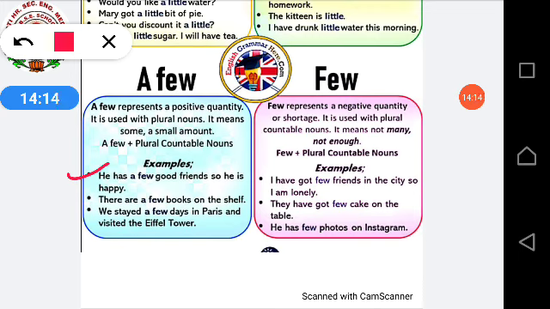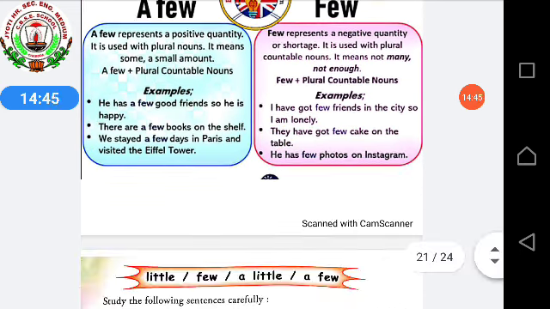He has a few good friends, so he is happy. There are a few books on the shelf. We stayed a few days in Paris and visited the Eiffel Tower. Few examples: I have got few friends in the city, so I am lonely. They have got few cakes on the table. He has few photos on Instagram. Okay? So these are your examples.